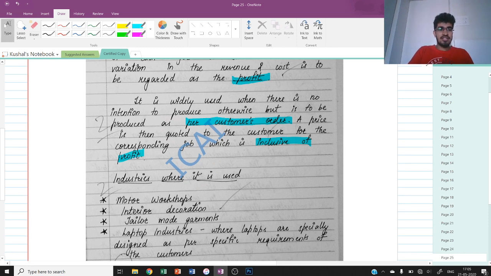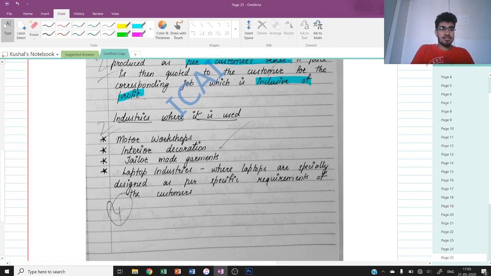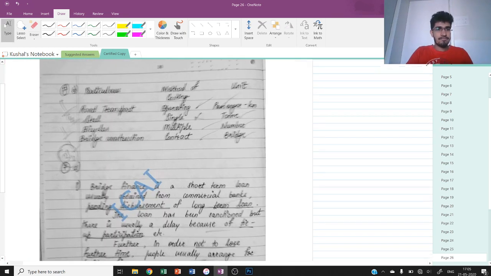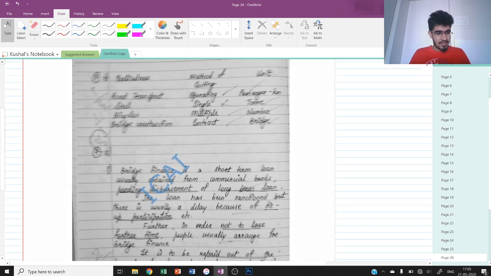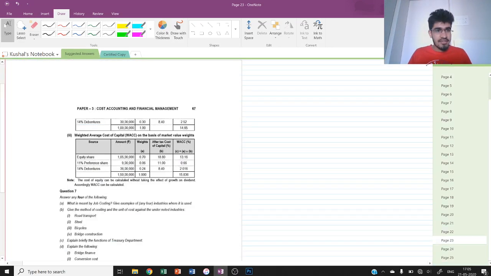Industries where it is used, I have written this in bullet points. Tailor-made garments, motor workshops, interior decoration, and I've scored 4 out of 4 in this question. This question has not been scanned properly. Let's read the question 7B.